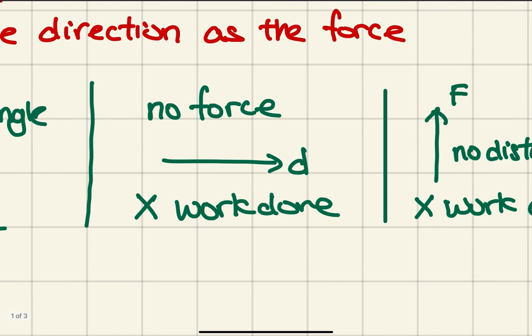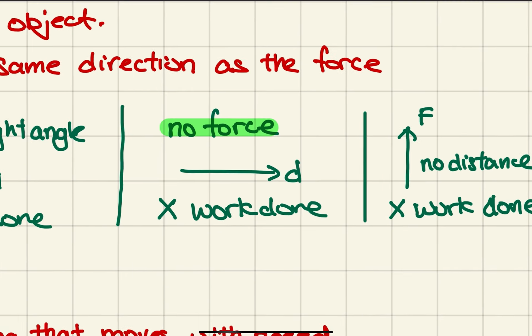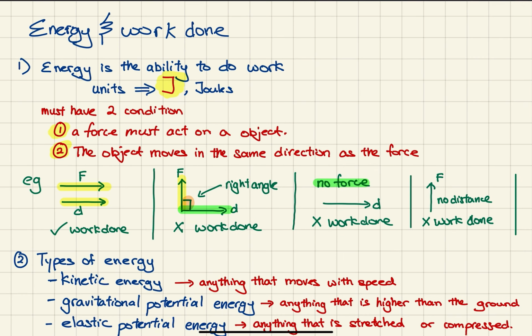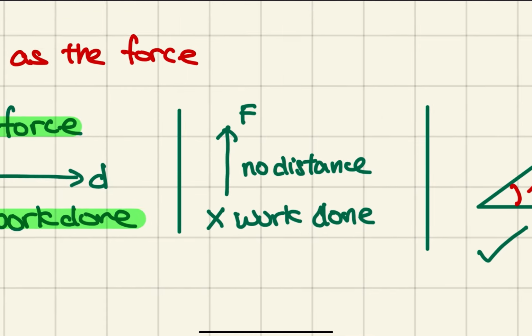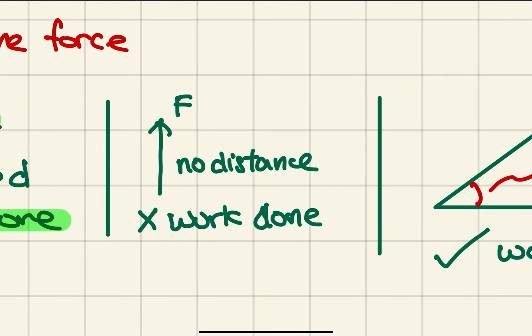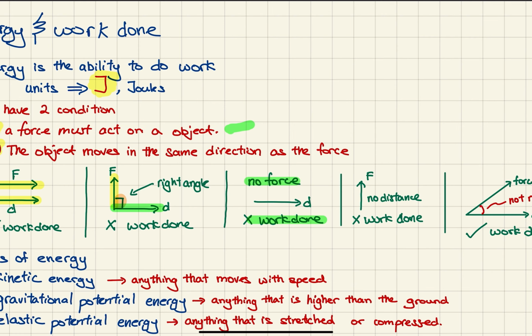In the instance where there is no force, like what we said already, there must be two conditions. The first condition is not met, so there is no work done. The next case is that there is a force, but there is no distance. Your second condition is that the object moves in the same direction as the force. If there is no distance, there is no work done also.